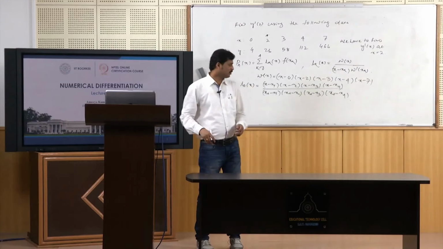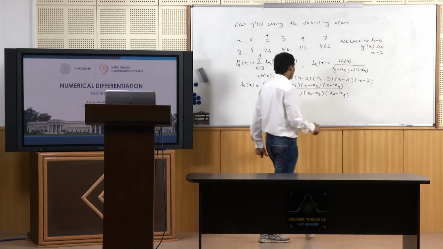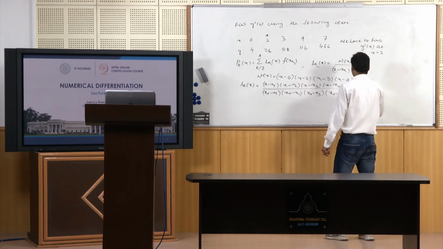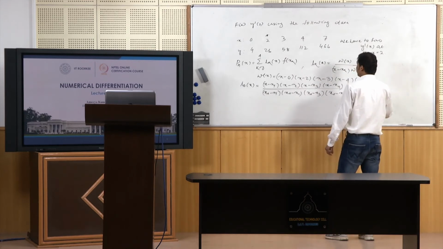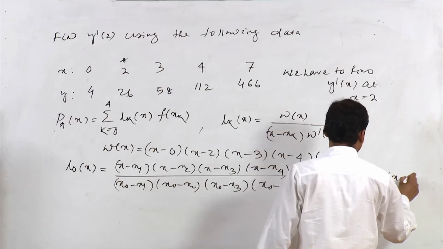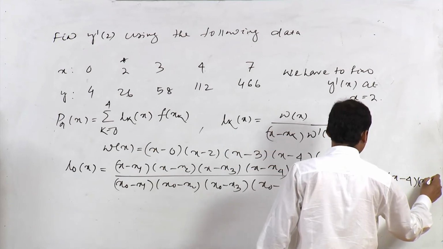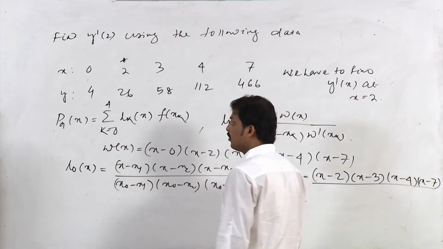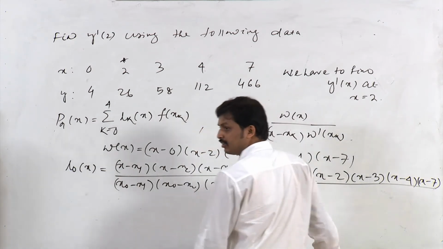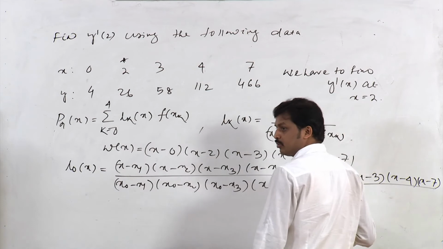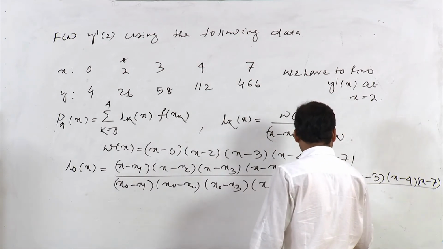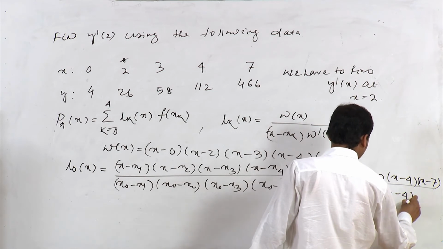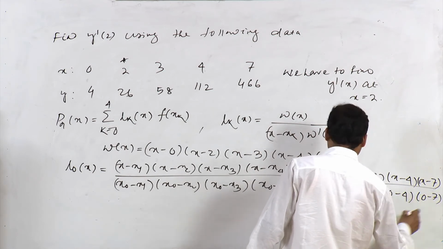And directly, if you just write these functional values in the upper part here, this can be written as x minus 2, x minus 3, x minus 4, x minus 7 divided by all of these terms like 0 minus 2, 0 minus 3, 0 minus 4, 0 minus 7 here.